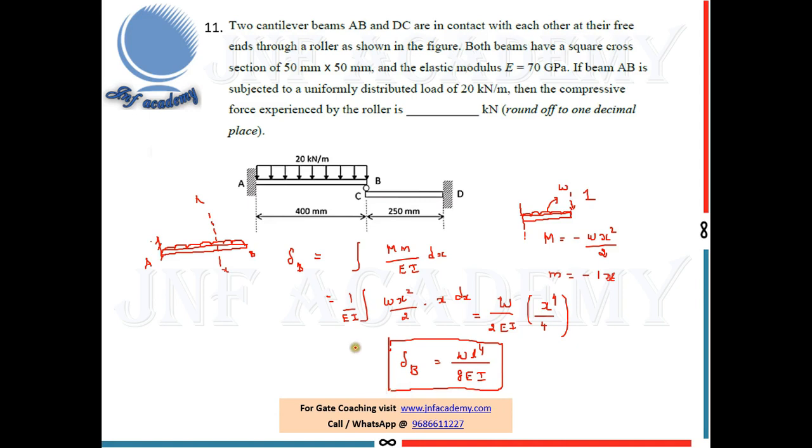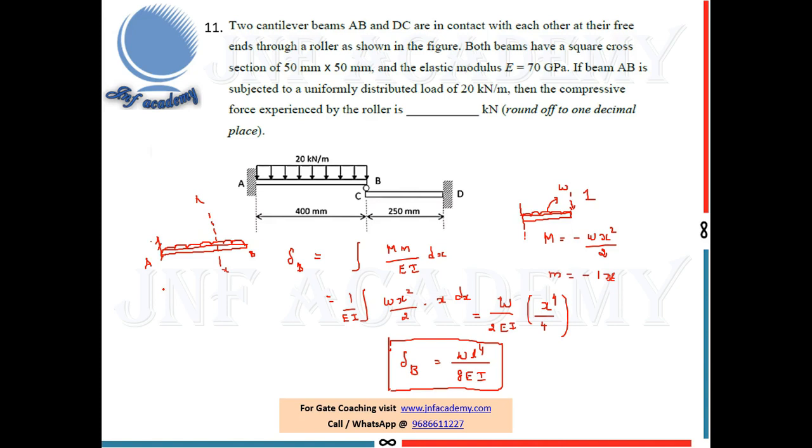If you don't remember this method, you can go for the double integration method. There you need to find y or delta through double integration, and you need to substitute the boundary conditions. You will get two constants, so to find those two constants you have to substitute two boundary conditions. At a fixed end, the slope is 0 as well as the deflection is 0. These two boundary conditions are required. I felt that method somewhat lengthy, so for that reason I followed this unit load method.